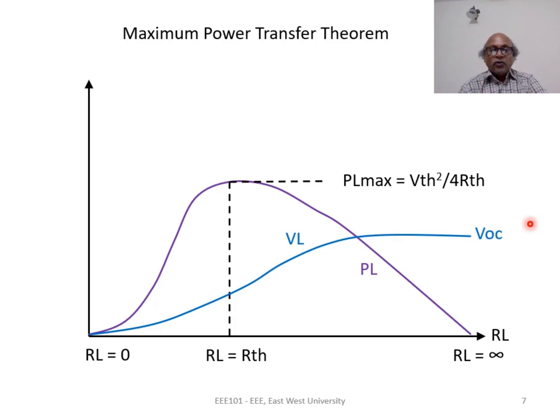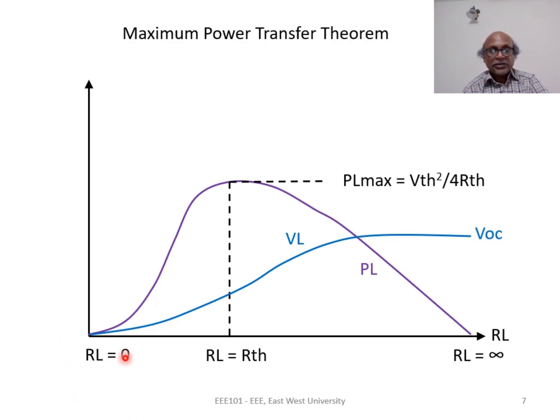Next, we want to know how the load current varies as we vary RL. When RL is 0, that means under short circuit condition, the load current is maximum and is equal to the short circuit current. The short circuit current happens to be the Norton's current. So under short circuit load condition, the load current will be maximum at ISC.